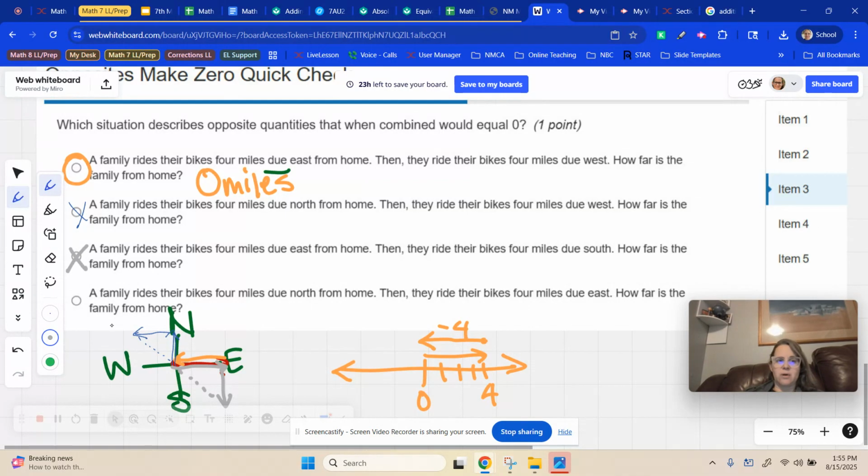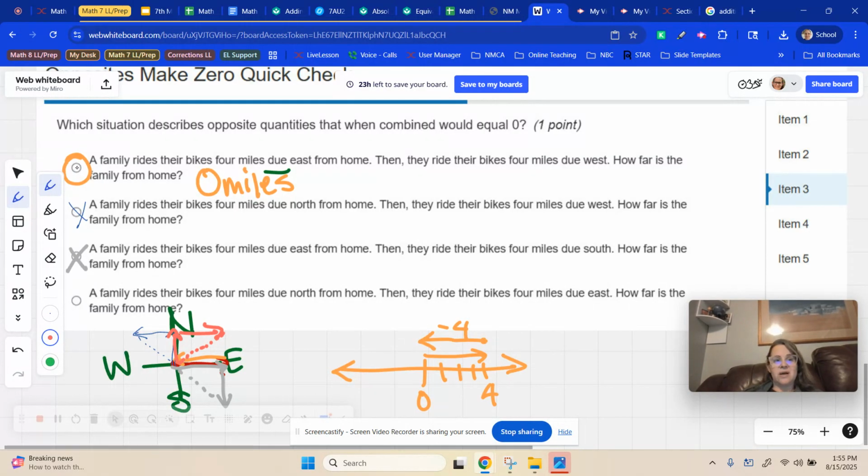That wouldn't equal 0. The additive inverse, if you add them together, it always equals 0. And then in the last one, they're going to go north, and then they're going to go east. So that would look like this. North, east, same kind of thing. They'd be this diagonal distance from home.